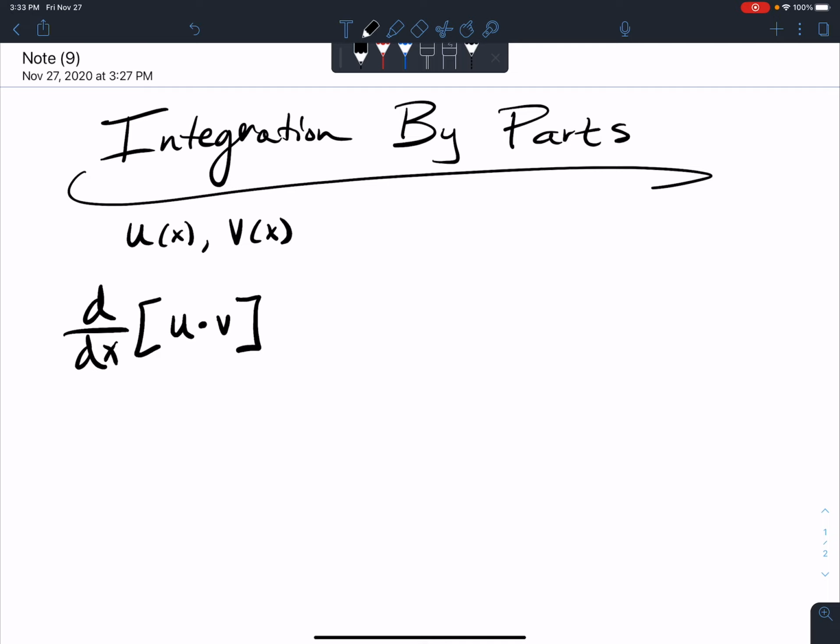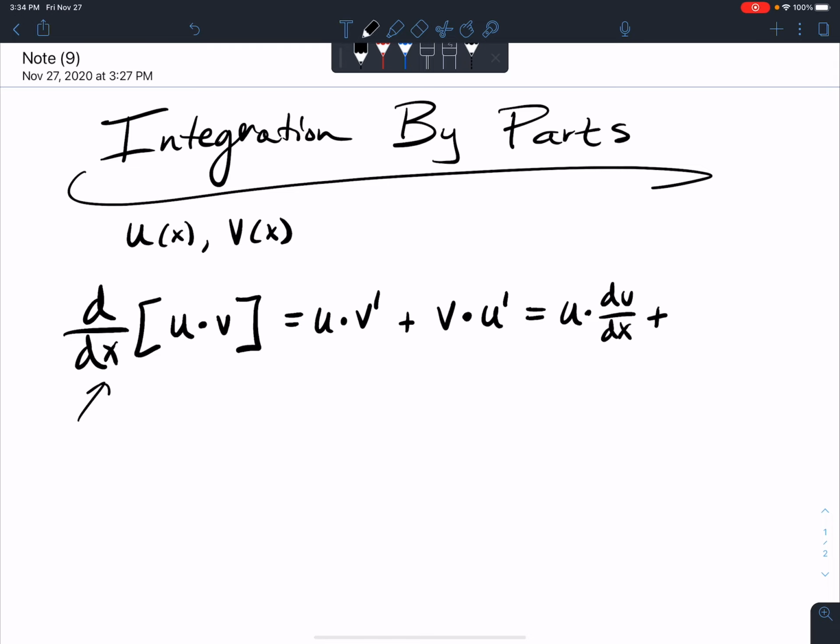The product rule says to get the derivative of the product, I do the first times the derivative of the second, and then plus the second, which is the v function, times the derivative of the first. Okay? And so what is that in terms of x? Since I take the derivative with respect to x, this is u times dv dx plus v times du dx.